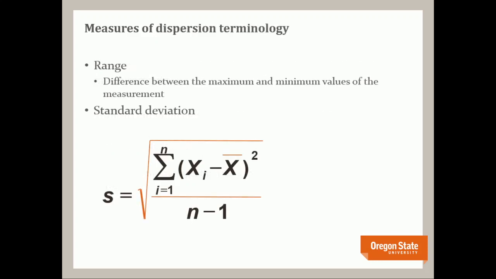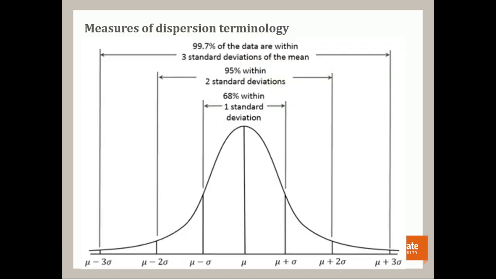Measurement of dispersion terminology: range. Range is the difference between the maximum and minimum value of the measurement. Standard deviation is estimated as given by the formula in the diagram: the summation from i to n of the value xi minus x bar, where x bar represents the mean, squared, over n minus 1, where n is the number of observations, and all under the square root.